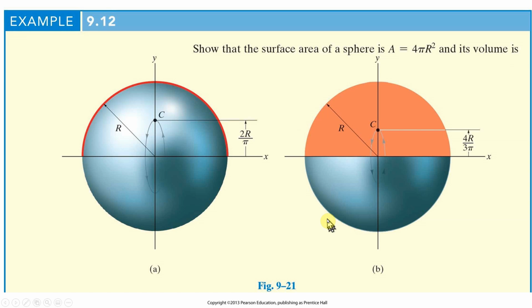Okay, so here is a good one. Show that the surface area is 4 pi r squared and its volume is 4/3 pi r cubed. And we can just go through this real easy. It's going to be the length of the red zone there is pi r, right?